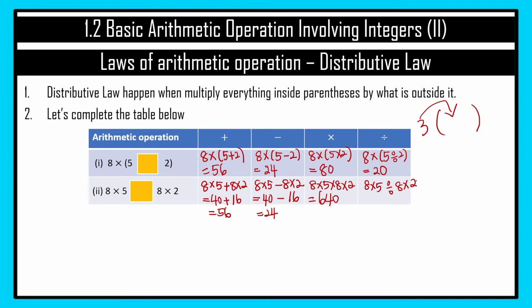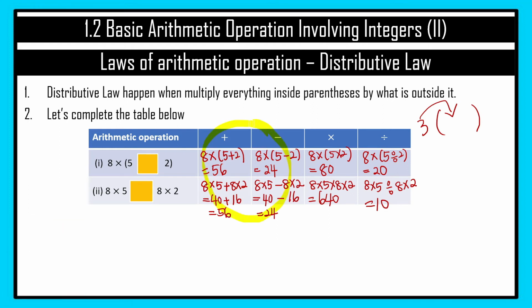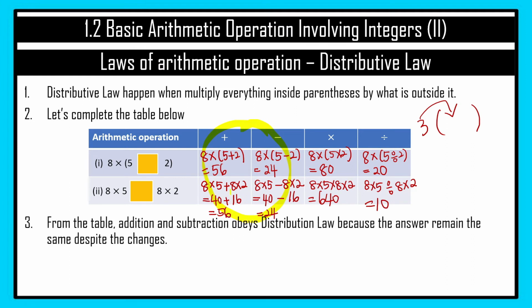The last one is 8 multiply 5 divide with 8 multiply 2. Divide and multiply are on the same level. So we're going to do from the left to the right. Okay, should get 10. Now from this activity, okay, these two gets the same answer. So we say that addition and subtraction obey the distribution law.